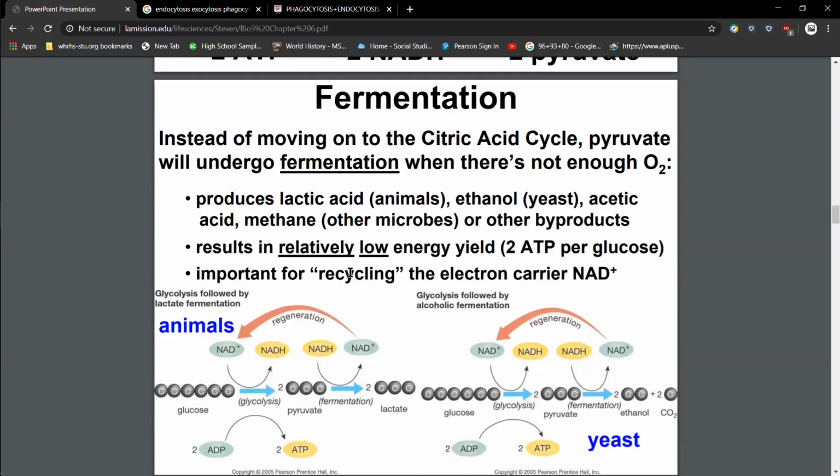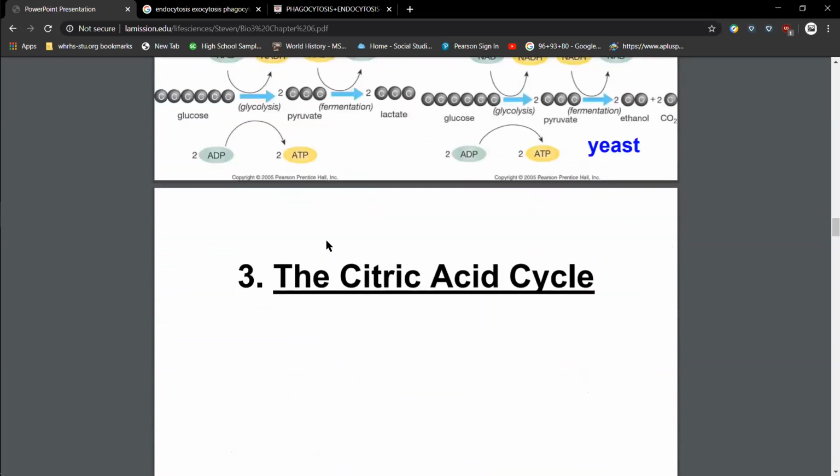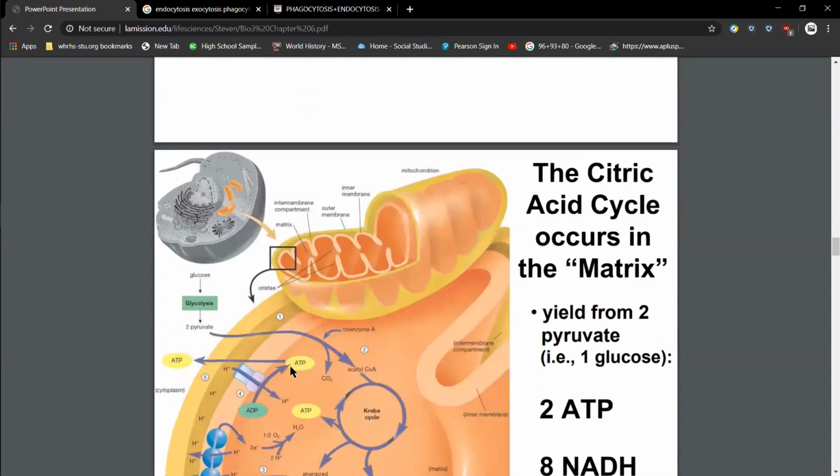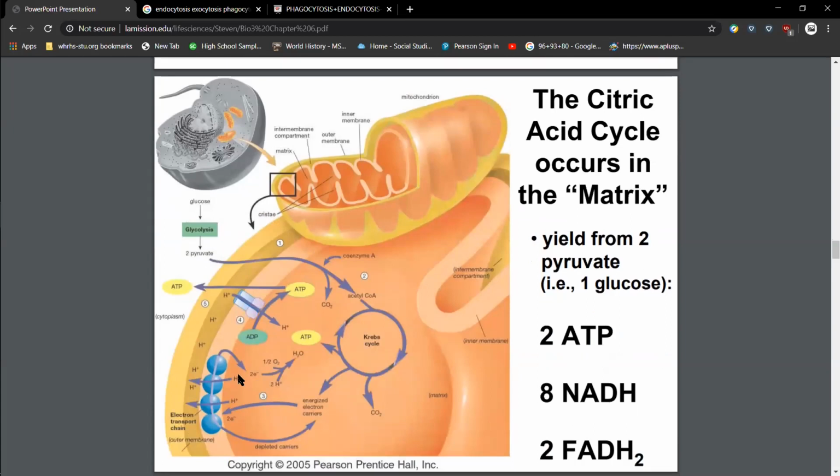So that's what fermentation is. So let's now talk about the citric acid cycle. The citric acid cycle occurs in the matrix. The matrix, you can think of as the inner space of the mitochondria.